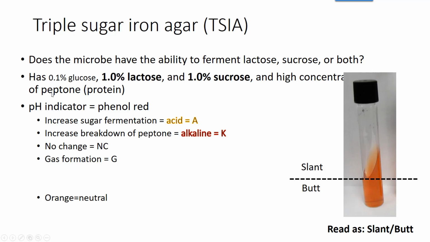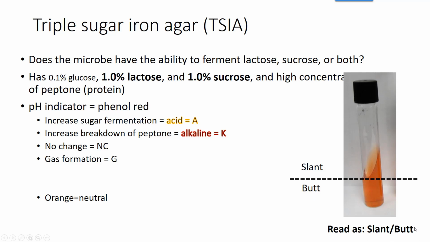And so our indicator is another pH indicator. It's phenol red. Now, whether the bacteria can ferment the sugar or metabolize the peptone depends on where it's happening in the tube. So sometimes some of this happens up in the slant, sometimes some of this happens down in the butt region of the tube, and so we're going to indicate what's happening in both regions. We're always going to write it down as what's happening in the slant, what's happening in the butt.